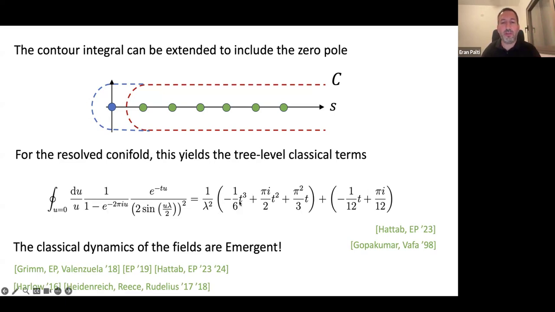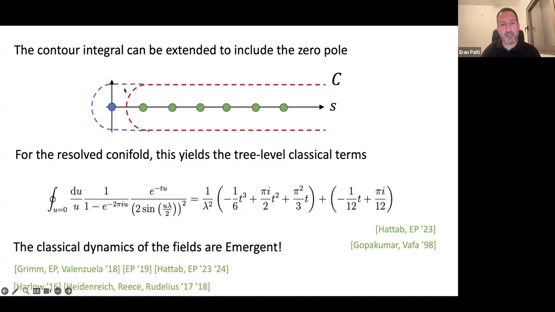If you put this T cubed in, so you promote it to a superfield, do the integration over superspace, you get the tree-level two-derivative kinetic terms in the action, the leading ones. And so now we reproduce the tree-level action from integrating out M2 branes. So this is really an example of what you would call emergence, that the tree-level dynamics of these fields are emergent from integrating out M2 branes at one loop. So that's a very interesting thing.